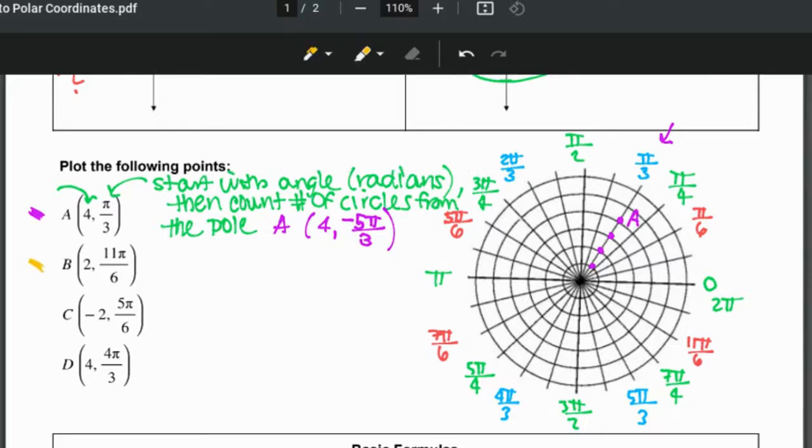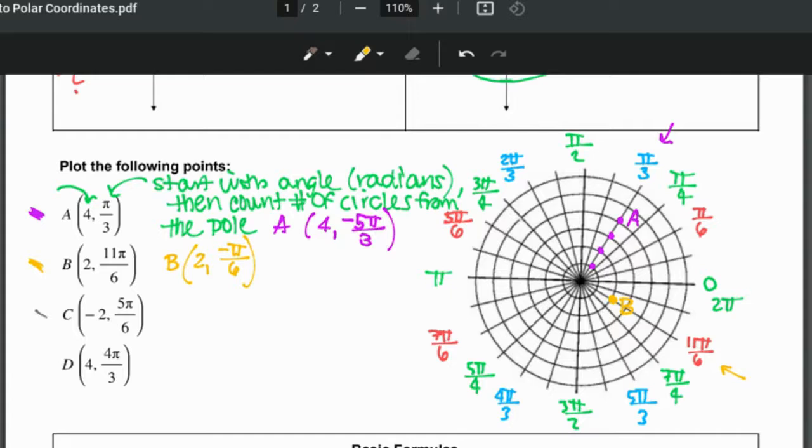All right, so for point B, we're going to find 11 pi over 6, which is right here, and then we're going to go outward 2 units, and so this is point B. So it's 2 circles away from the pole. All right, and again, we could have called point B, that would have ended up in the exact same spot if we had graphed 2, negative pi over 6.